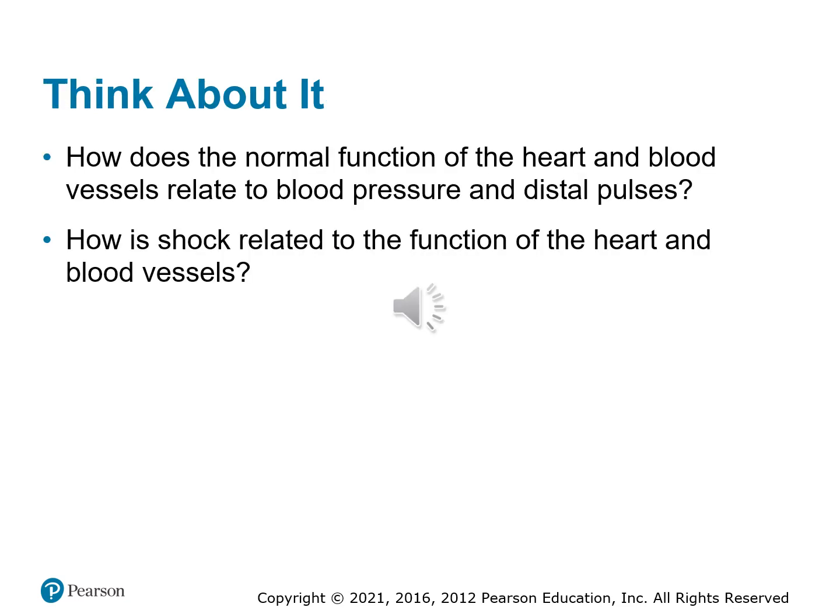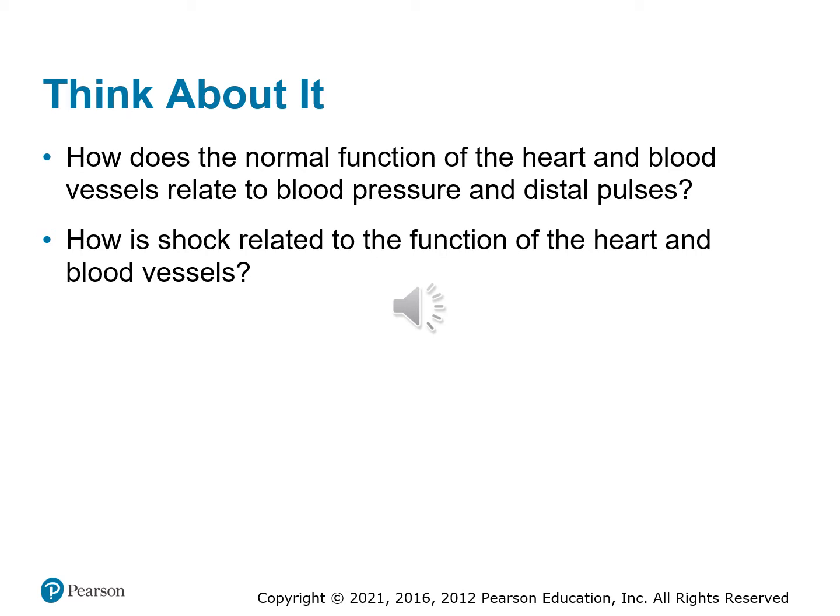So how does the normal function of the heart and blood vessels relate to blood pressure and distal pulses? Well, we know that the blood has to travel through the vessels, and if we do not have enough pressure, then you're going to have a low blood pressure. If we have a low blood pressure, it causes circulation to kind of be slow, and we do not get the force that we want in order to get good perfusion at our distal sites. So our distal pulse is going to be low with a lower blood pressure. And if we have a systolic blood pressure of less than 90, you probably won't even have a radial pulse.